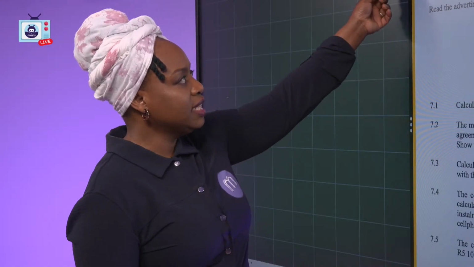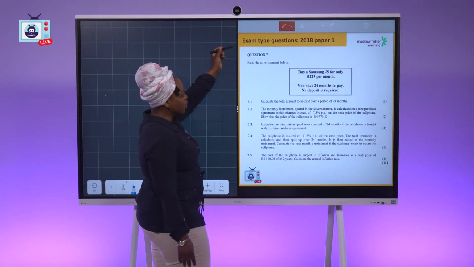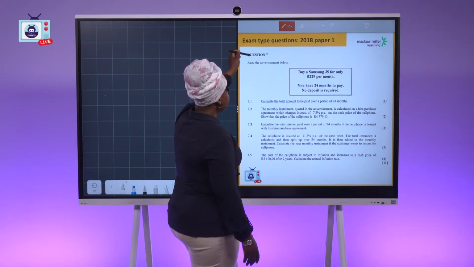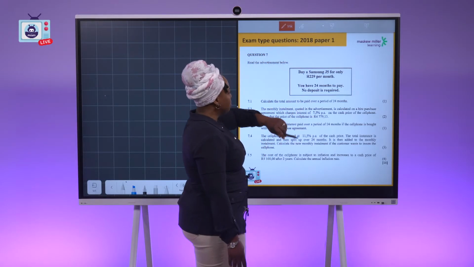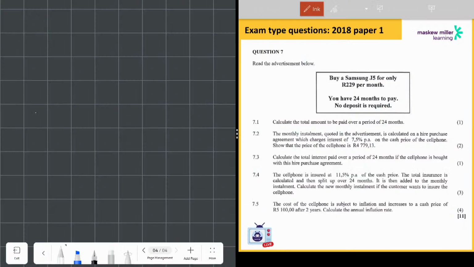Okay, so this was given in the 2018 question paper. As I've indicated, they said read the advertisement below. So what is the advertisement about? They say buy a Samsung J5 for only, then they give you an amount, 229 per month. And they said you have 24 months to pay.